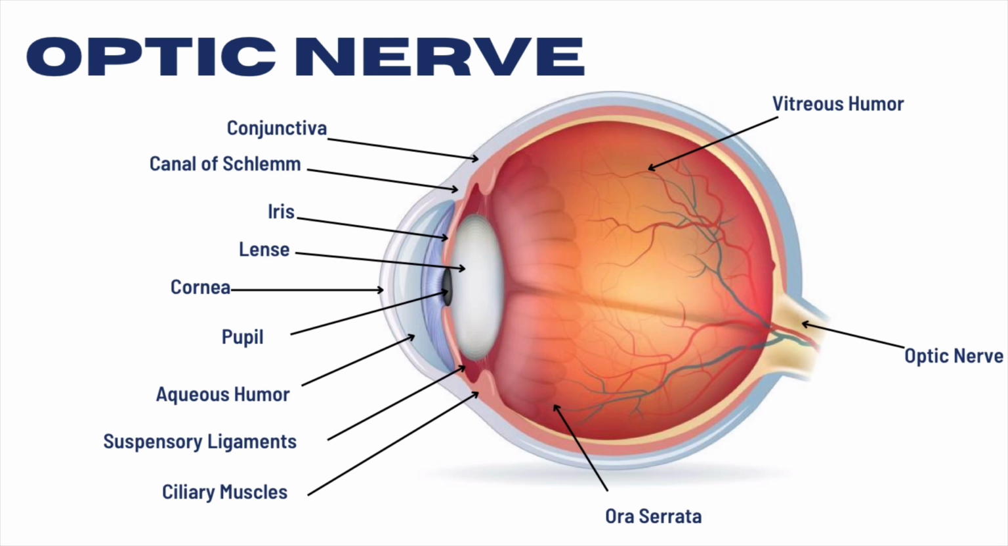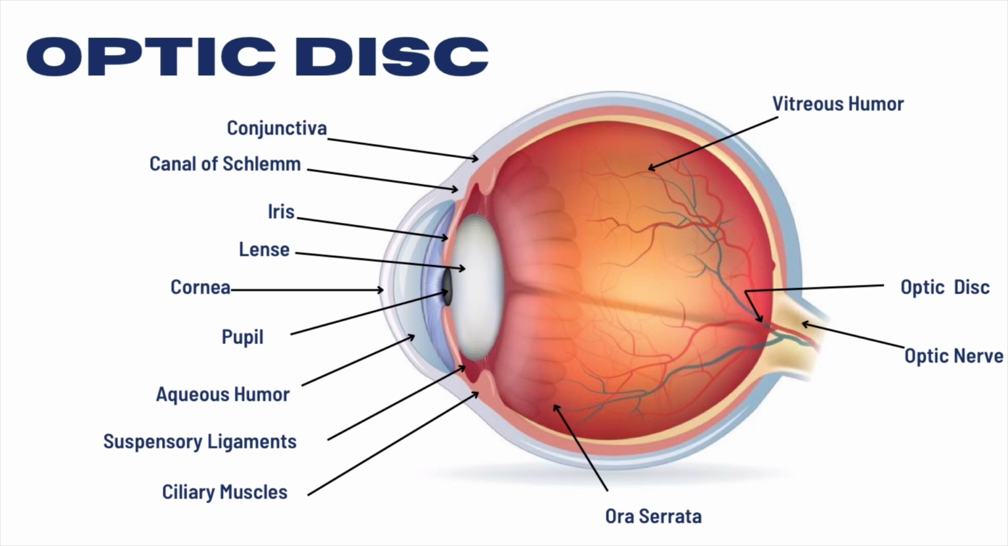The optic nerve. The optic nerve is a bundle of fibers that carry vision-related impulses from the retina to the brain. Now, the optic disc, the blind spot, the head of the optic nerve where ganglion cell axons exit the eye.